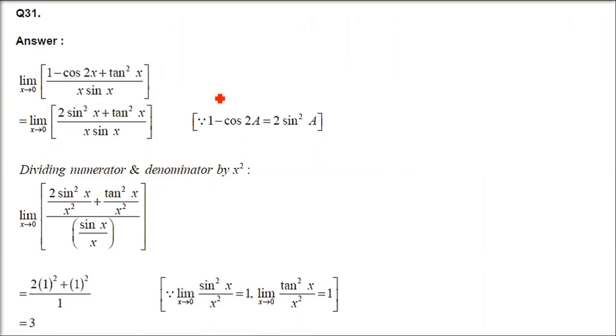Question number 31. Here we have limit x tends to 0, (1 minus cos 2x plus tan square x) by x sin x. So this 1 minus cos 2x, you can write it as 2 sine square 2x by 2. So it will be 2 sine square x. This formula we will apply here. And tan square x will remain, over x sin x.